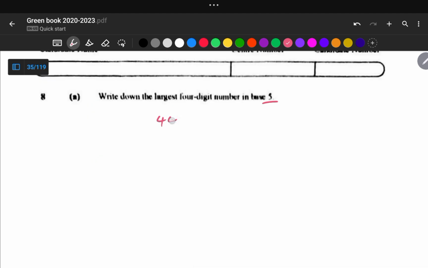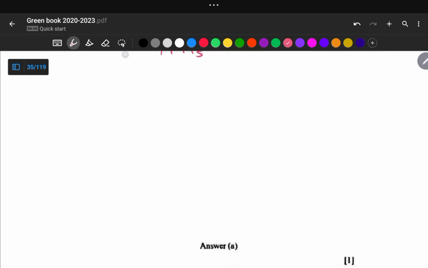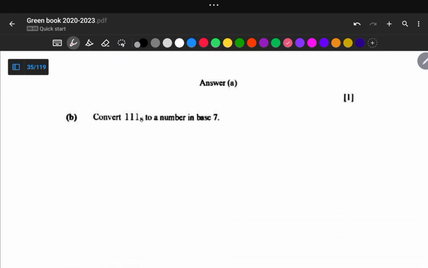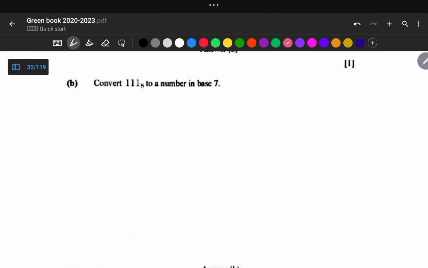And 4 in base 5. So this is the largest 4-digit number in base 5. Okay, and let us move on to the next part of the question, which is saying convert 111 in base 8 to a number in base 7. So when we are having a number in another base and we are required to convert this number into another base, the first thing is to convert this number into base 10, and then from base 10 we can convert it into the required base.